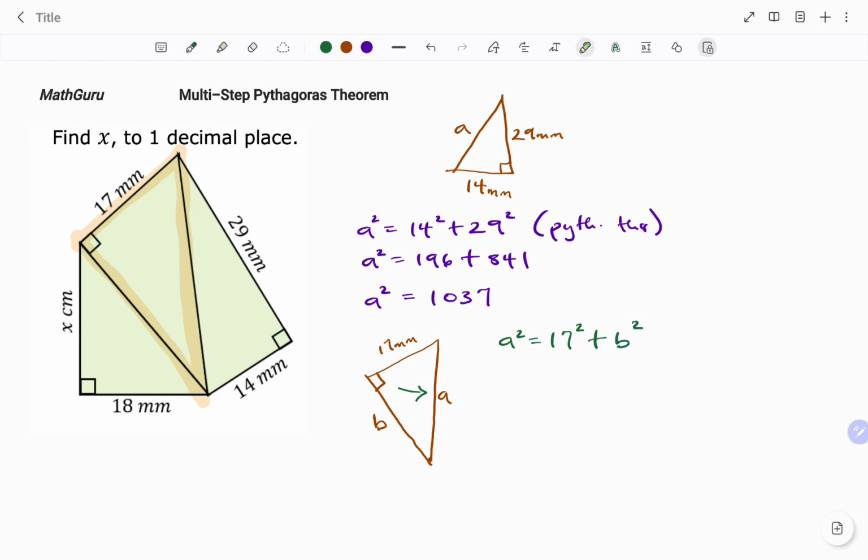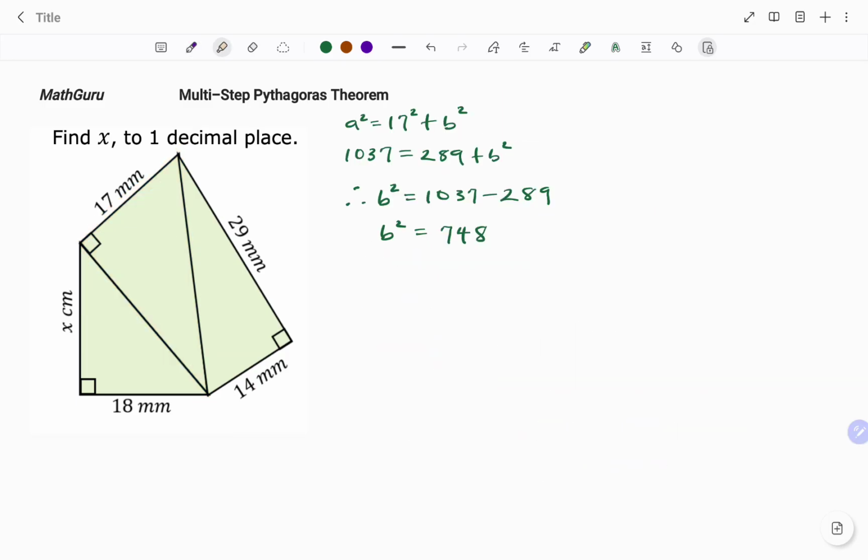Note that we've been able to calculate the value of A squared to be 1037. So I'm going to say 1037 equals 17 squared, that's 289, plus B squared. Therefore, making B squared the subject of the formula, B squared equals 1037 minus 289. That will give us 748.